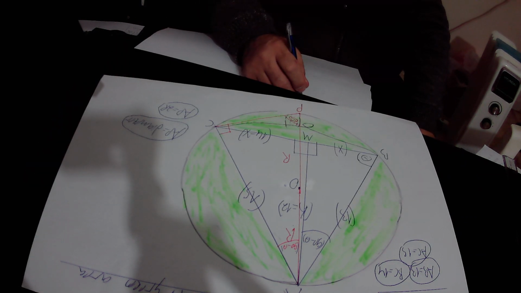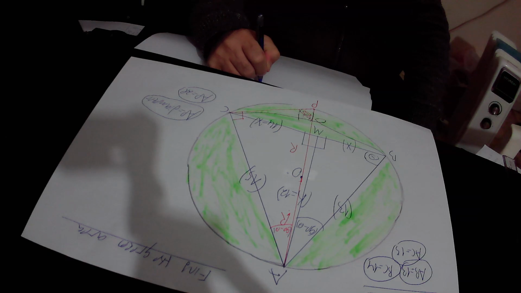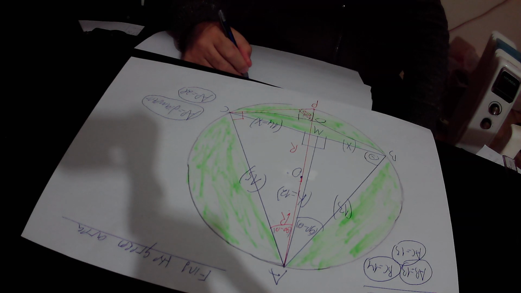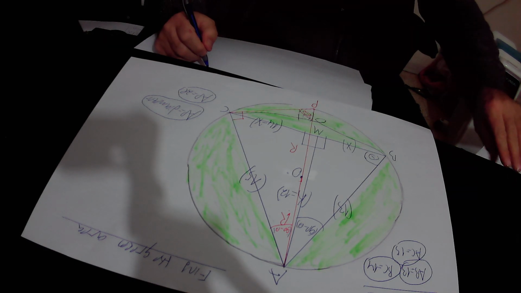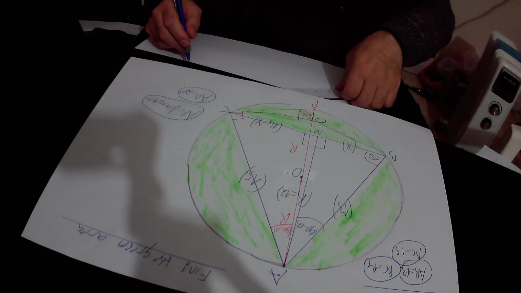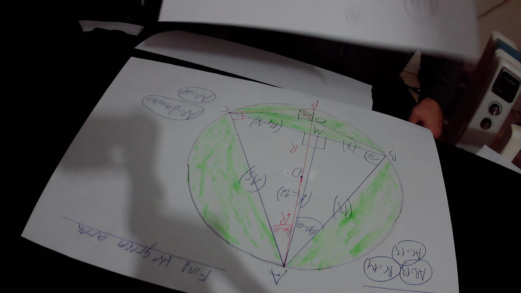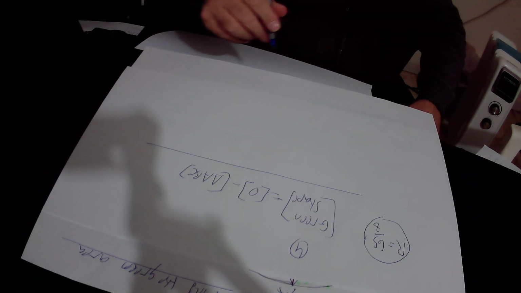We are looking for the area of the green shape. The area of the green shape equals the area of the circle minus the area of triangle ABC. Repeat again, the area of the green shape equals the area of the circle minus the area of triangle ABC.